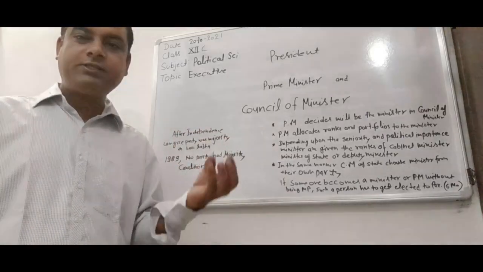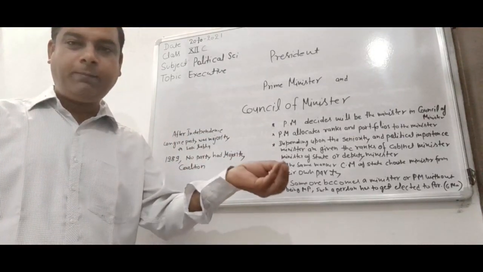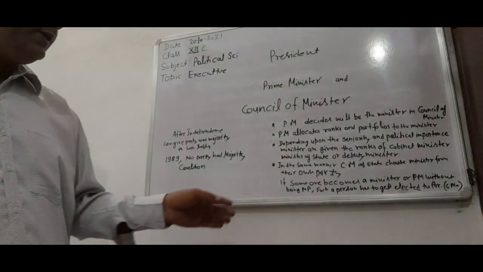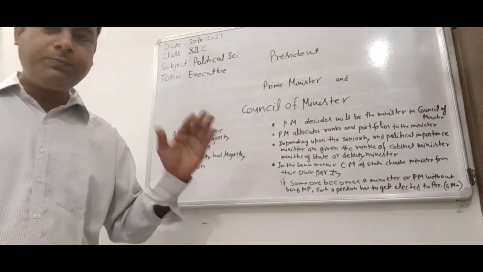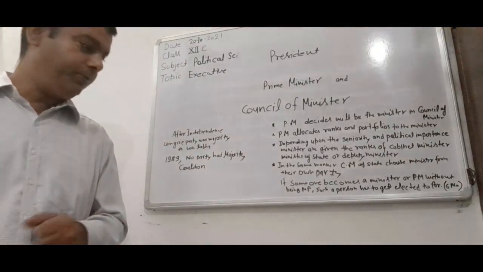Okay, class, and this process is executed in the same way in the state, because in the state similarly the CM chooses the Council of Ministers from within their party. The same process applies in the central government and in the state government.